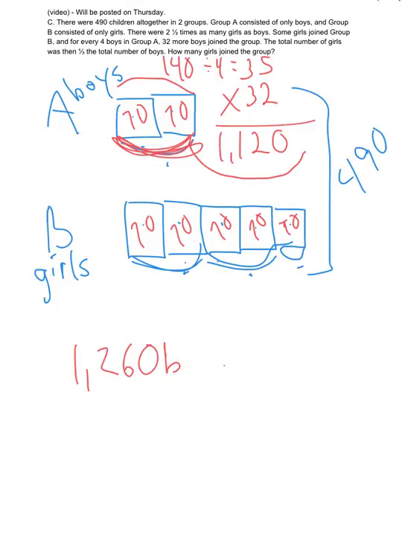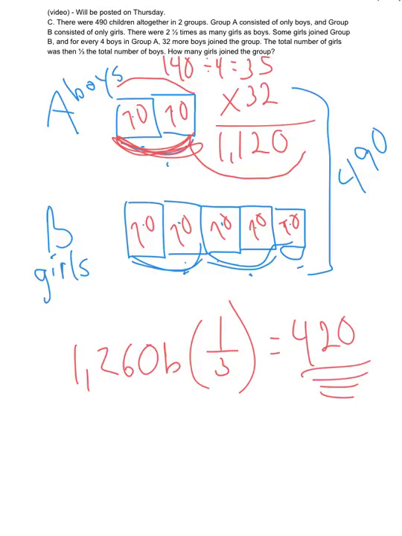The girls are equal to 1/3 of that. So that means really we need to find 1/3 of 1,260. That turns out to be 420. So that means 1/3 of 1,260 boys equals 420. Now it told us that some girls joined the group.